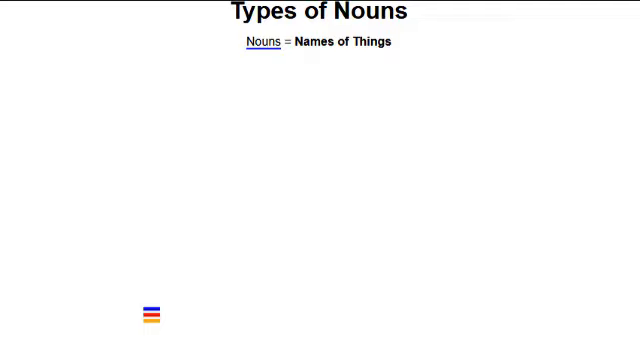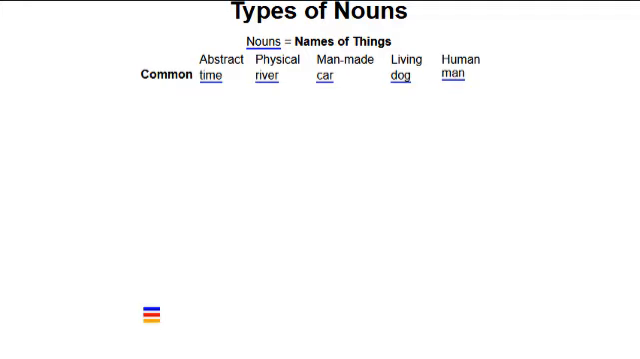Most words are nouns. They provide us with ways to refer to a wide variety of things. They can be abstract, like time, or physical, like a river, man-made, like a car, or living, like a dog, and human, like a man. These examples are classified as common nouns. Proper nouns for these same types of things are Tuesday, the Nile, Toyota, Snoopy, and Bob. Proper nouns must always be capitalized.